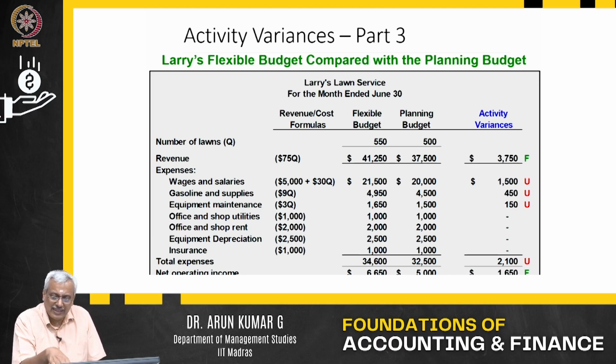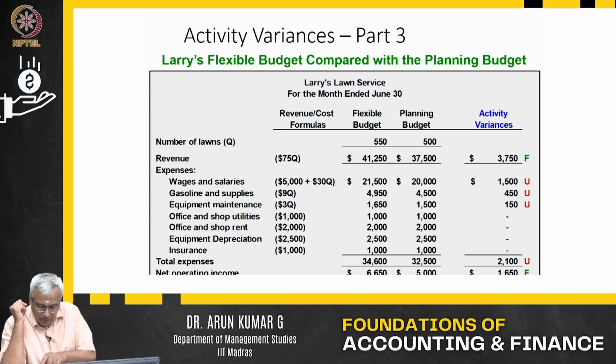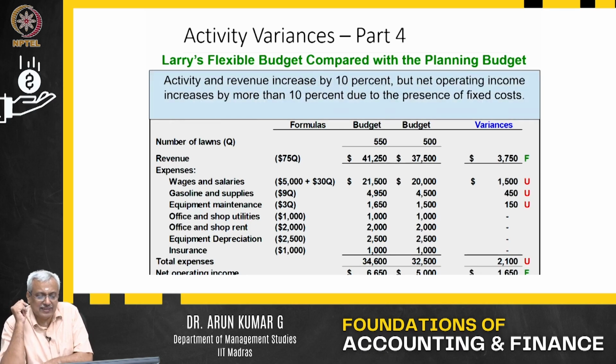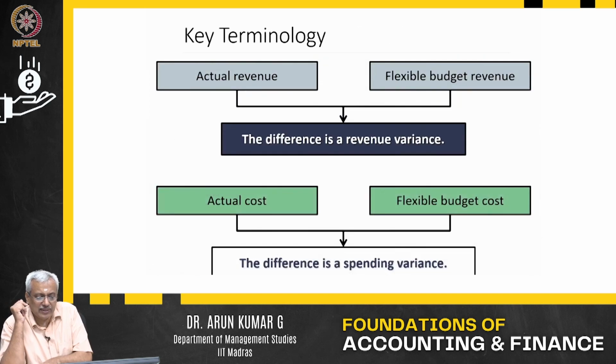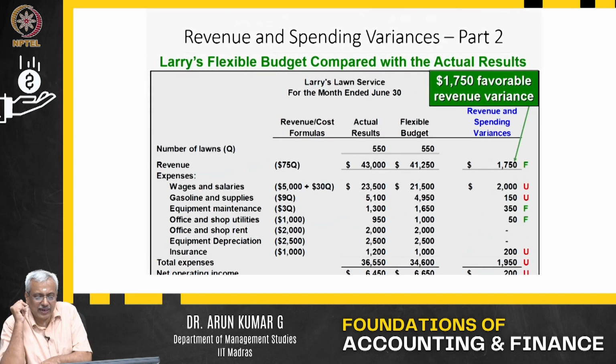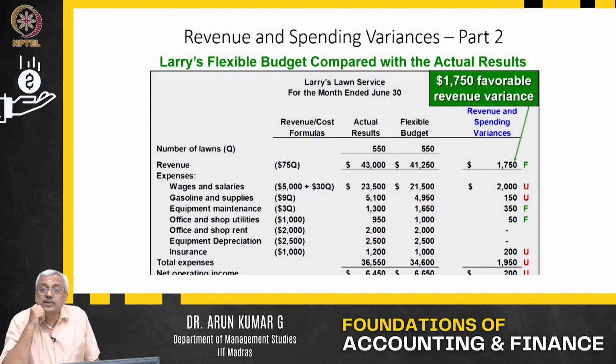Now, let us look at the activity itself having varied. That is what you see. The activity variance itself is favorable from the planned and flexible budget. I am comparing only the planned and flexible budget. I am not comparing anything else. Now, let us compare with the actual results in the next stage. That I will compare with the actual results.